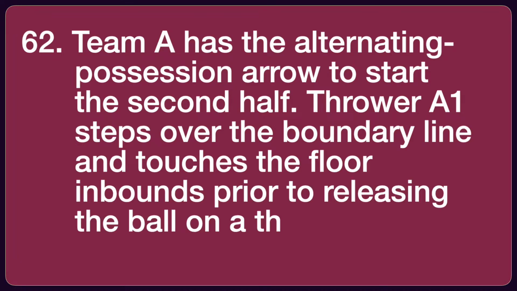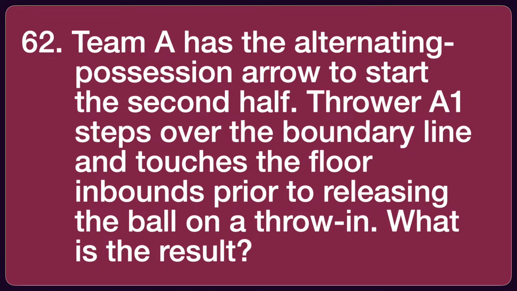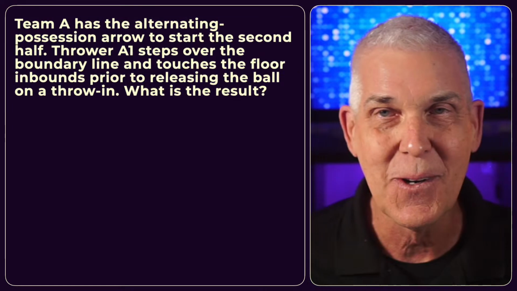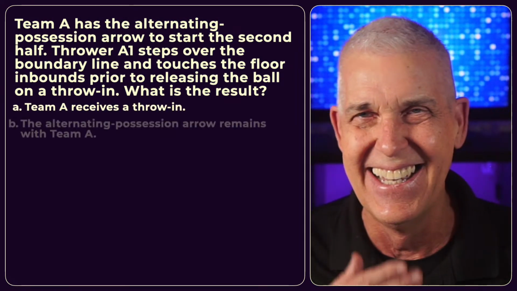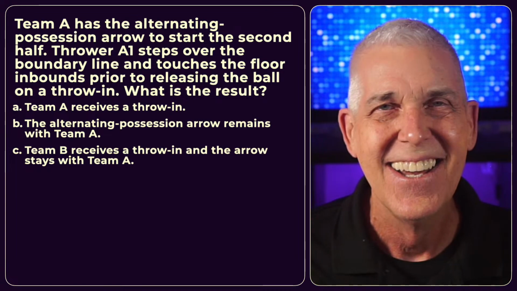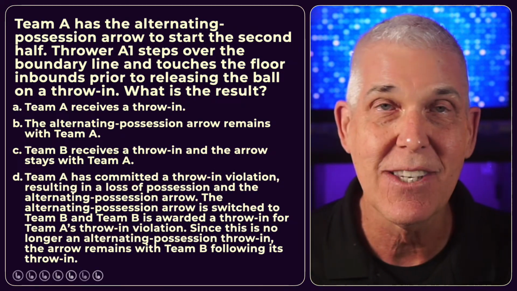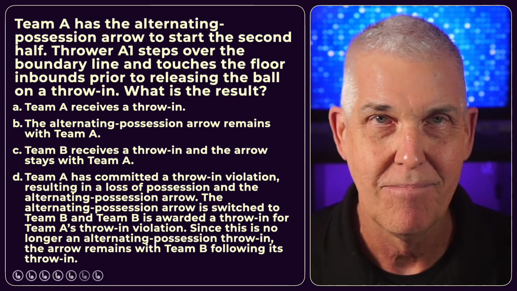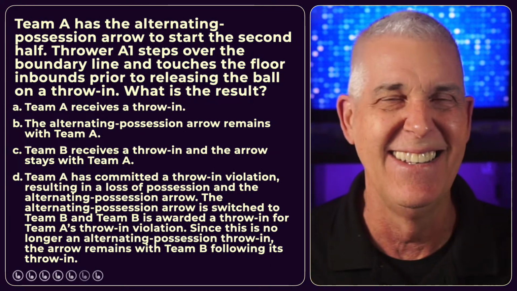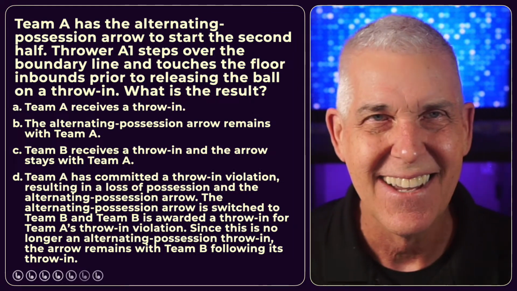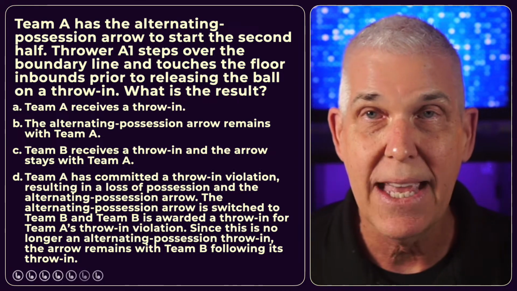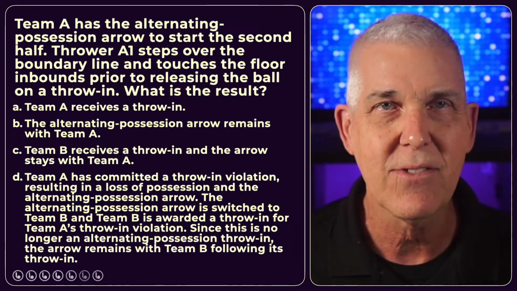Team A has the alternating possession arrow to start the second half. Thrower A1 steps over the boundary line and touches the floor inbounds prior to releasing the ball on a throw-in. What is the result? Ooh, good question. Good question. This is, of course, let's look at our answer. A, Team A receives a throw-in. They violated. It's unlikely that's the answer. B, the alternating possession arrow remains with Team A. Okay, that gives us something to talk about.